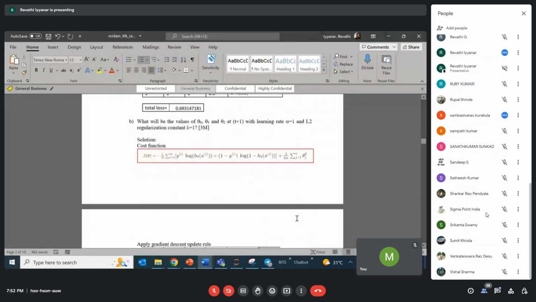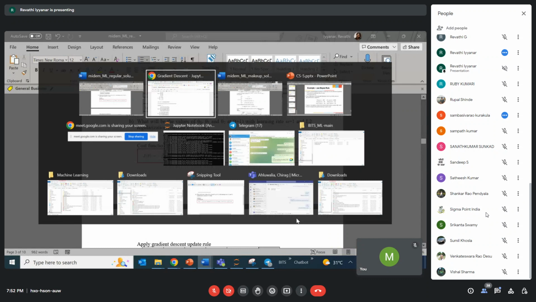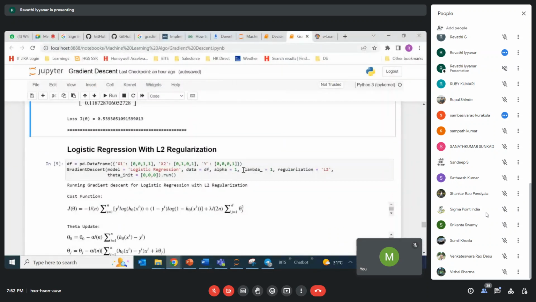Where is that parameter for lambda? I didn't see that. Given learning rate is given. Yes, okay, it is there. Sorry, missed that.